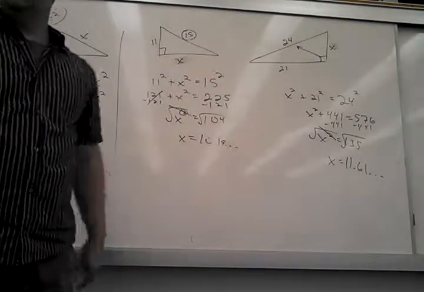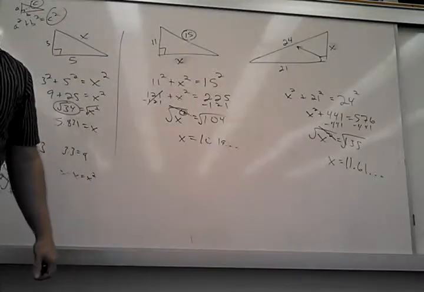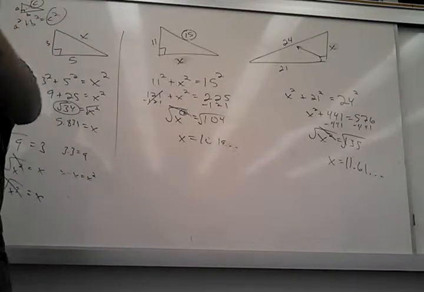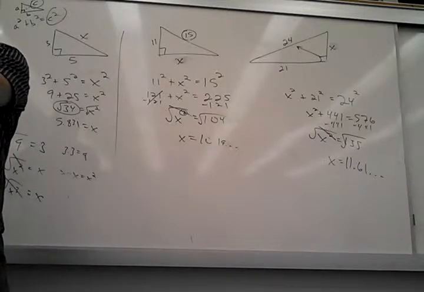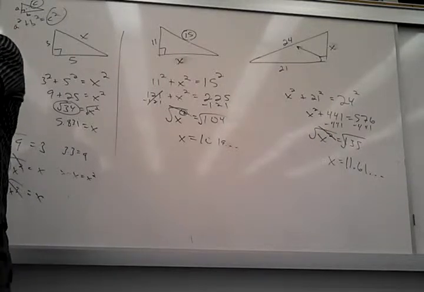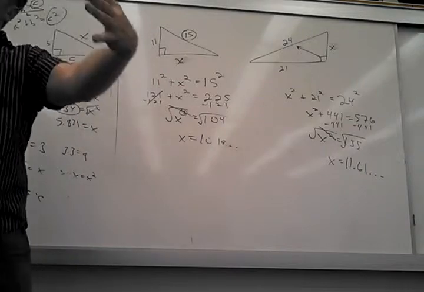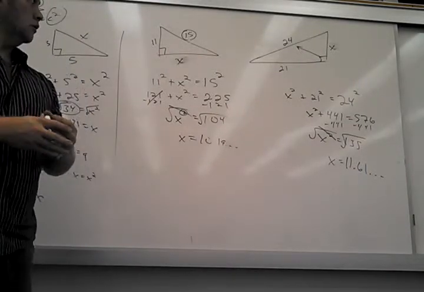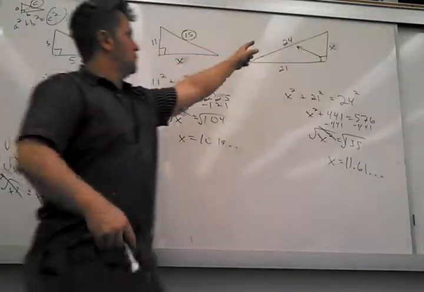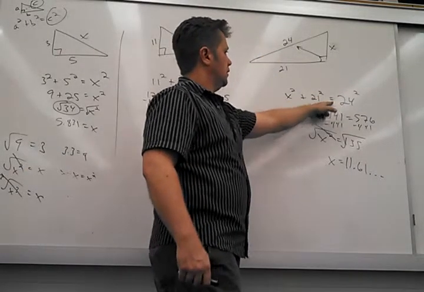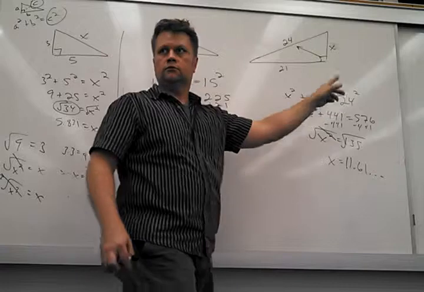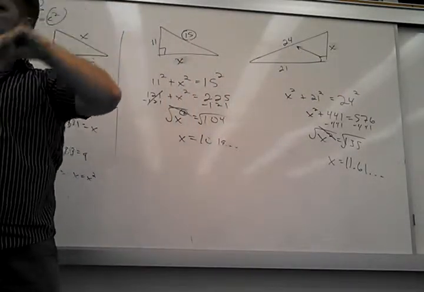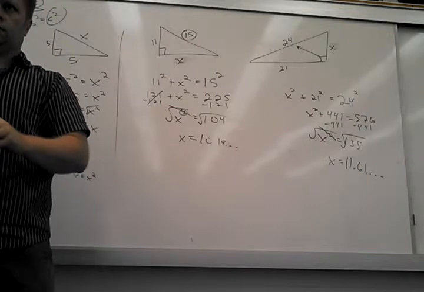So the long side, the hypotenuse side, always goes on this side of the equal sign. Always by itself. It's going to be equal to the other two smaller side squares added together, which makes sense. The other two smaller sides squared added together make the bigger side squared. The two smaller sides get together and make the bigger side when they add their squares.